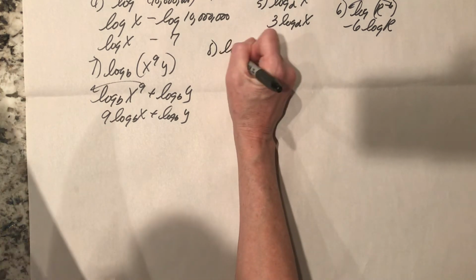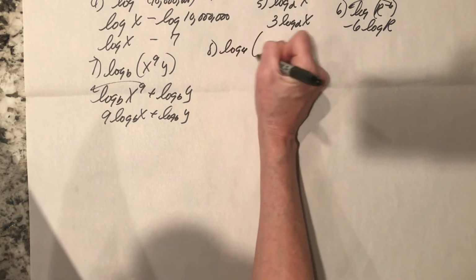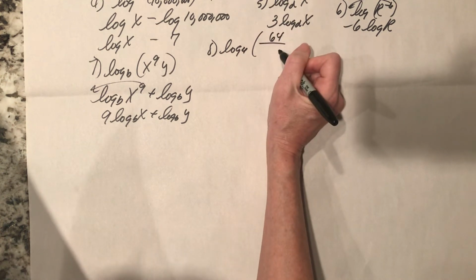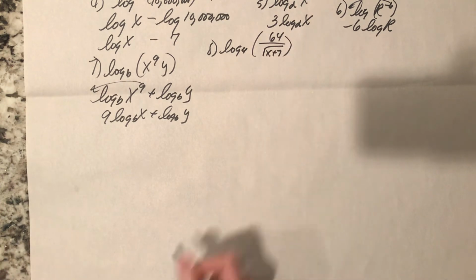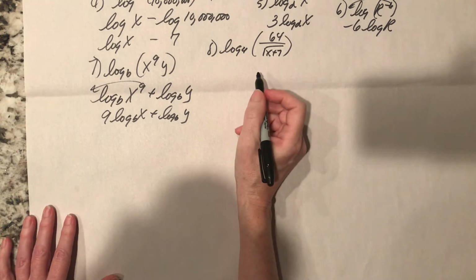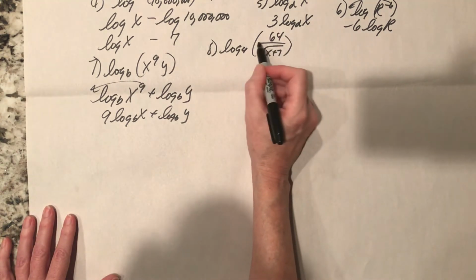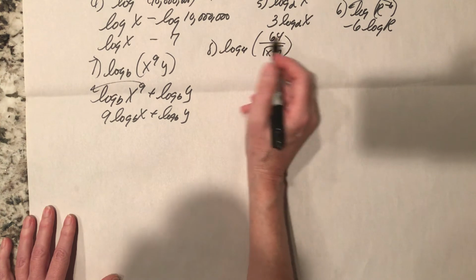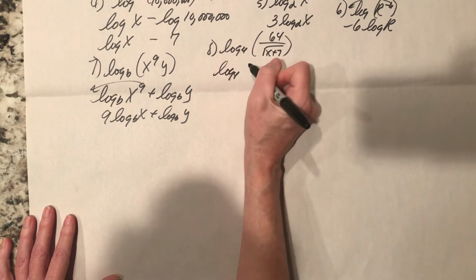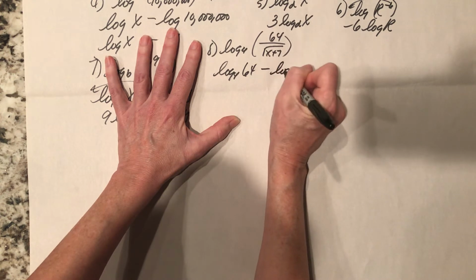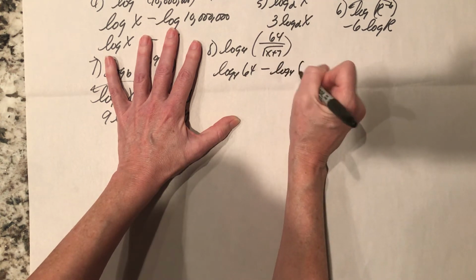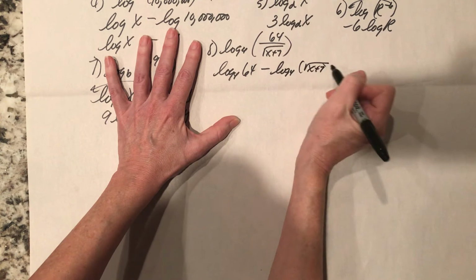We have log base 4 of 64 divided by the square root of x plus 7. Let's see. This is a division problem. So we're going to break this out by subtracting. So log base 4 of 64 minus log base 4 of the square root of x plus 7.